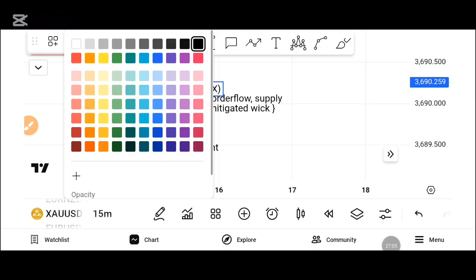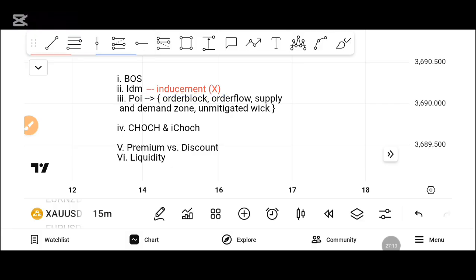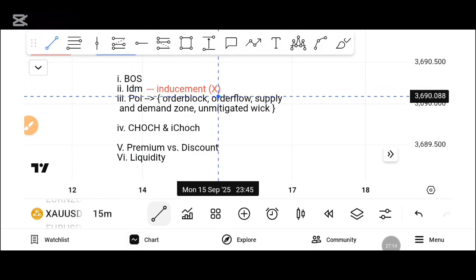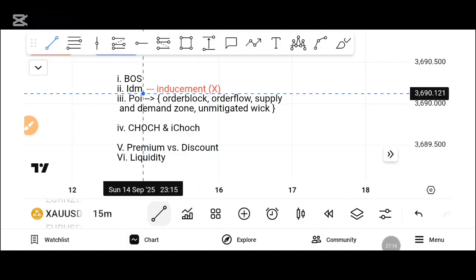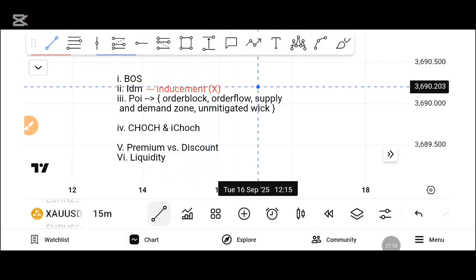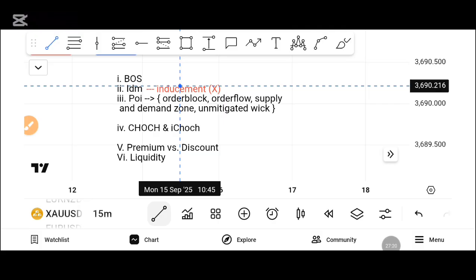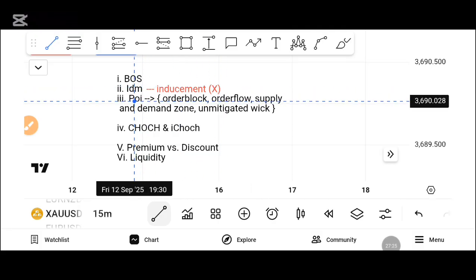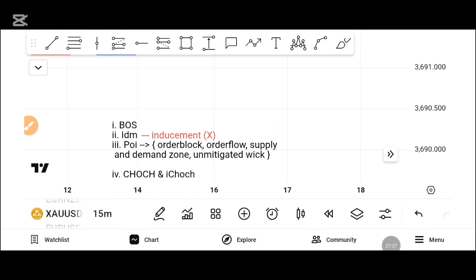Let me change the color here. Alright, so IDM means what? Inducement, and I always use this S symbol to represent inducement. So whenever you see my structure mapping and you see S, it means inducement. Alright, so this is POI, which is the next on our list.